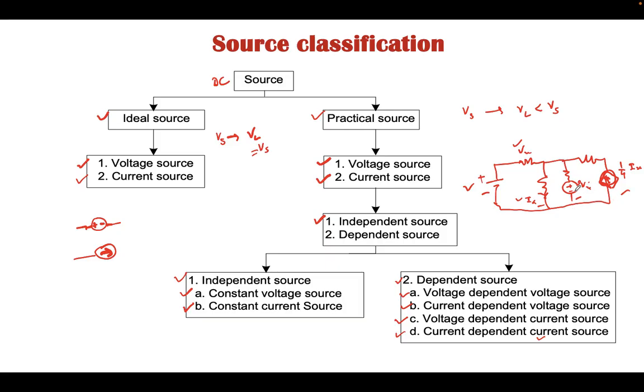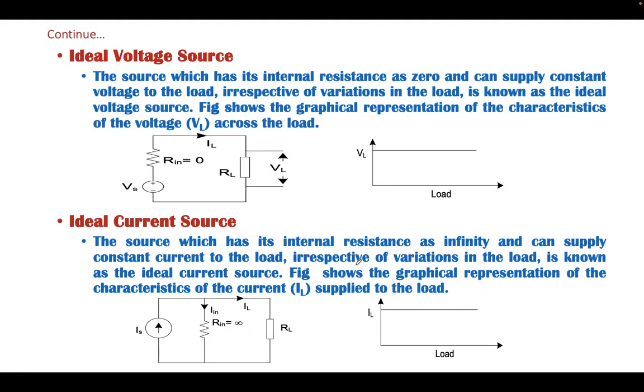Since the output of this source depends upon the voltage of this branch, it is known as a voltage dependent voltage source. And since the output of this source depends upon the current of this branch, it is known as a current dependent current source. If its output depends upon the current, then it will become a current dependent current source. If this voltage source's output depends upon the voltage, let us consider Vx, then it will become a voltage dependent current source.